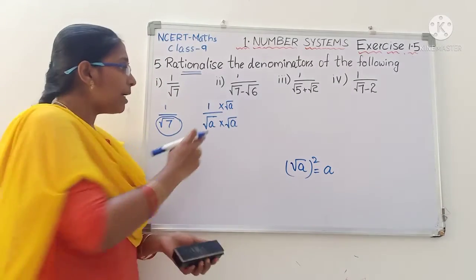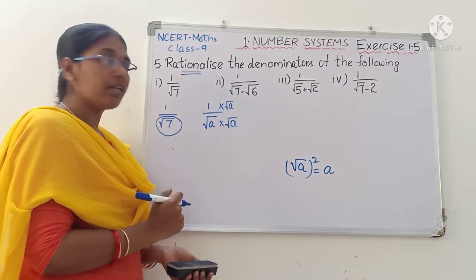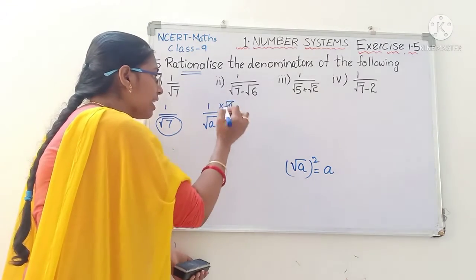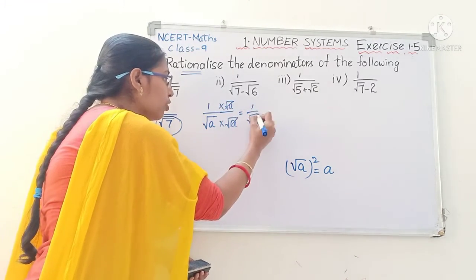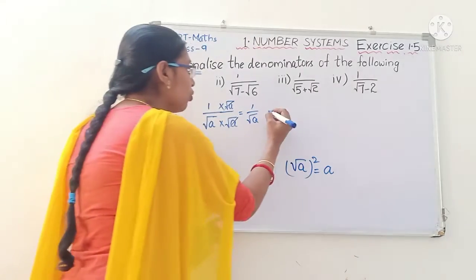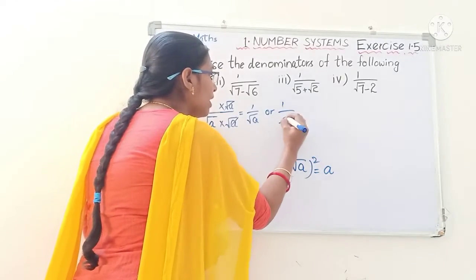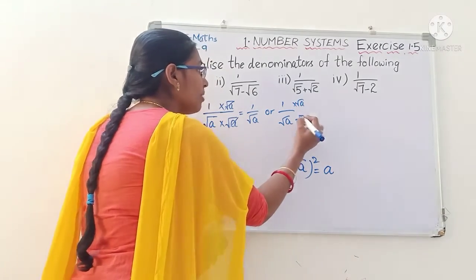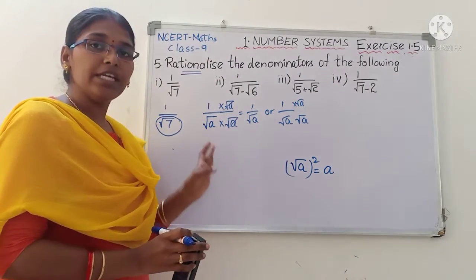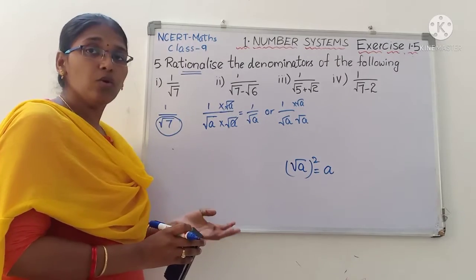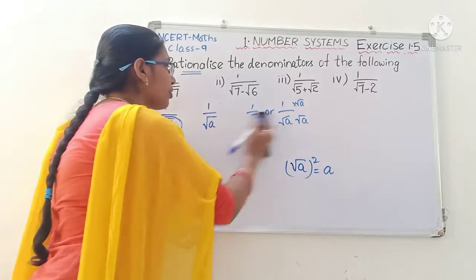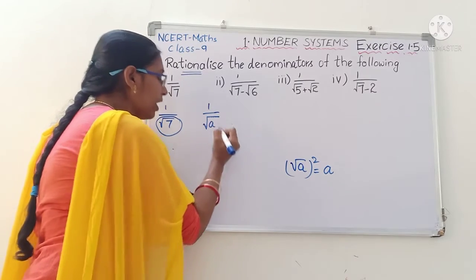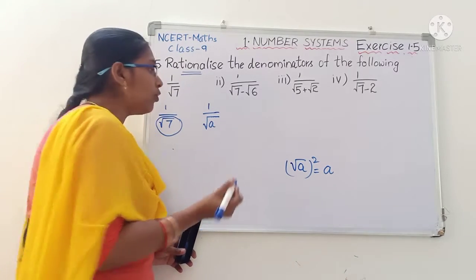Why do we multiply both numerator and denominator, children? If the same value is there in both numerator and denominator, it will get cancelled, right? So writing 1 by root A, or writing 1 into root A in the numerator by root A in the denominator, is the same. We are not doing any change. We are just converting it into another form. Okay, children? So if in the question it is in the form of 1 by root A, to rationalize it, what do you do?